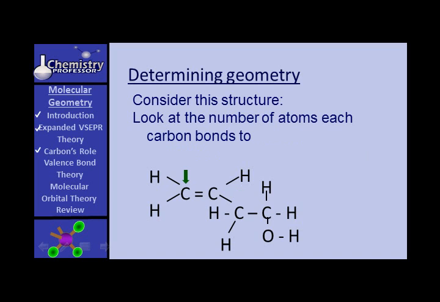Look at this carbon right here. How many different atoms is it bonded to? It's bonded to 2 hydrogens and a carbon. It's bonded to 3 different atoms. Not different elements, different atoms. And its geometry? Trigonal-planar. Folks, it's just that simple.